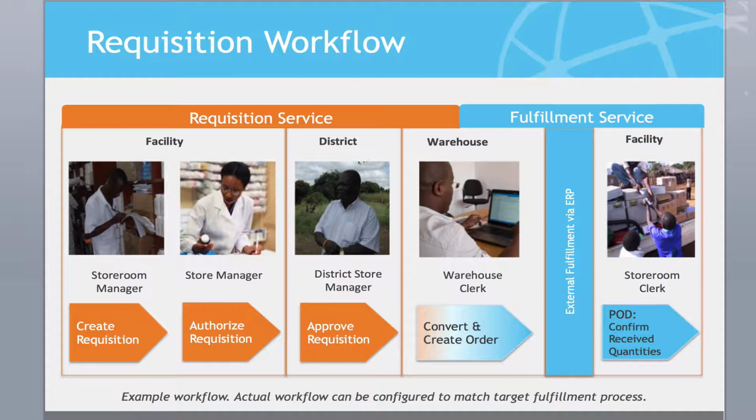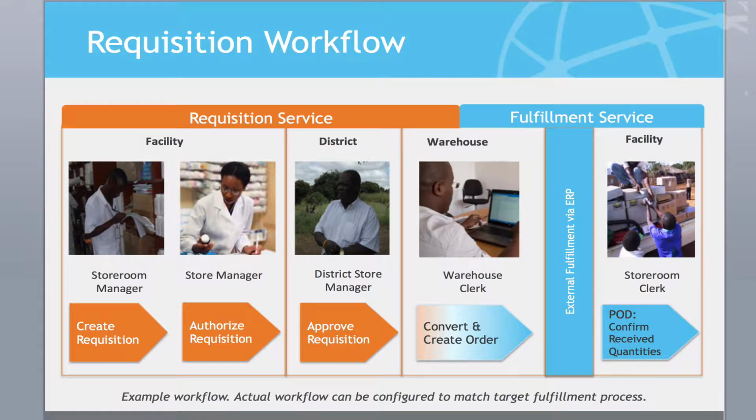I will then log in as the store manager to review, make any edits, and authorize the requisition. Next, I would log in as the district store manager in order to approve the requisition. Once the requisition has been approved, a warehouse clerk would convert the requisition to an order, which would create an order within the national ERP or warehouse management system. After the national system fulfills the order, a shipment file is sent to OpenLMIS so that the requisitioning facility can log in and confirm the quantities received.